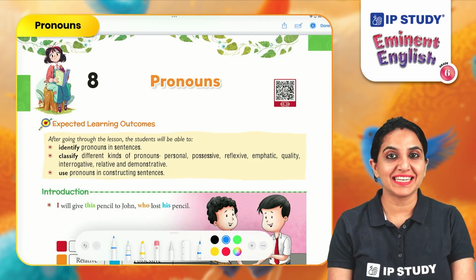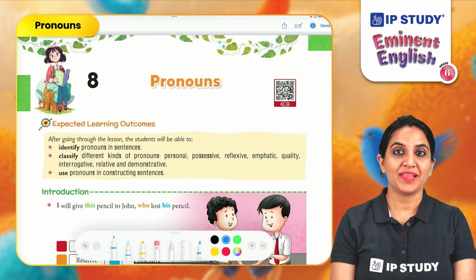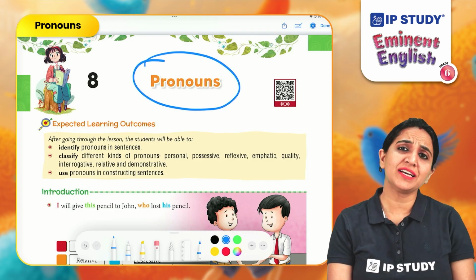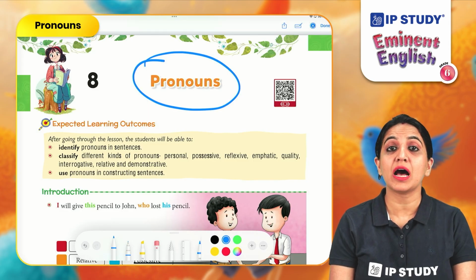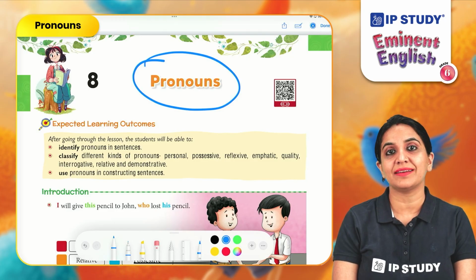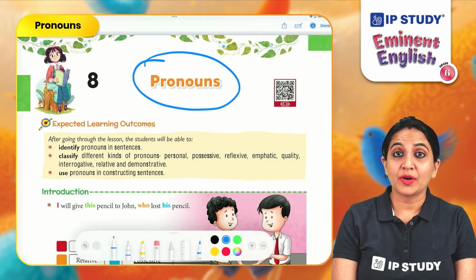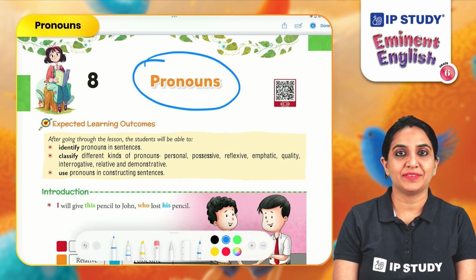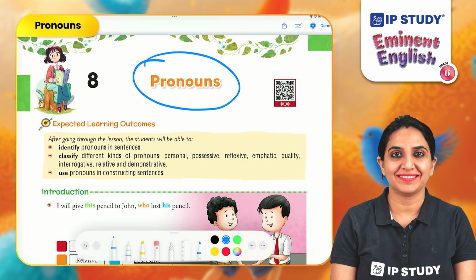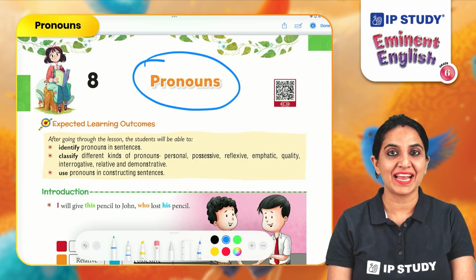Today we will discuss the 8th chapter of Grade 6 English Grammar, and we will explore the topic pronouns. Well, what are pronouns? Pronouns are those smart words which help us to replace nouns in our sentences. That means they make our sentences less repetitive. They help us to not repeat the nouns again and again. They help us to make our writing and speech much clearer and better.